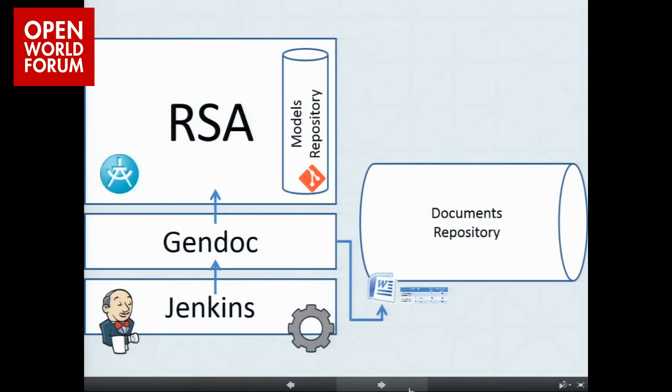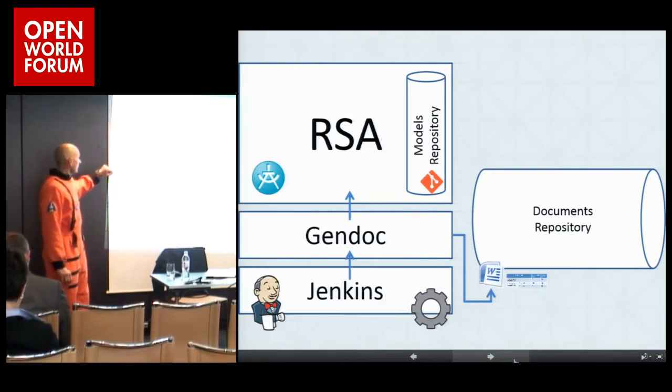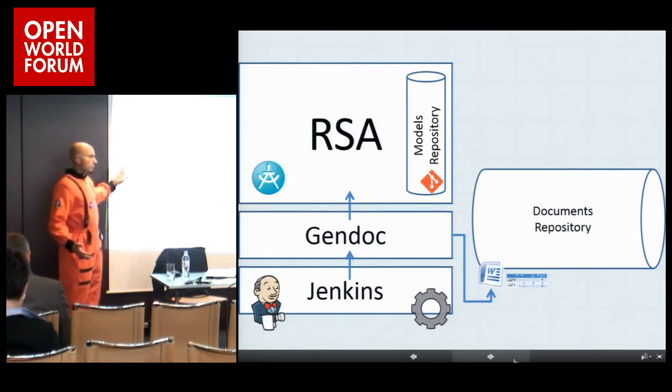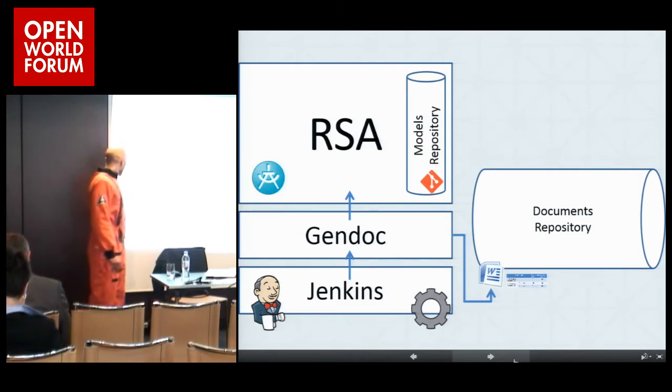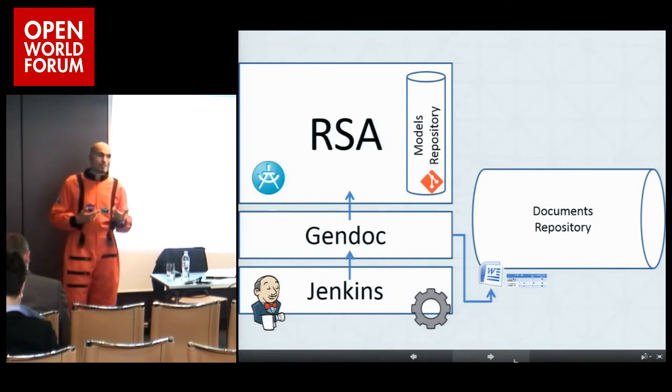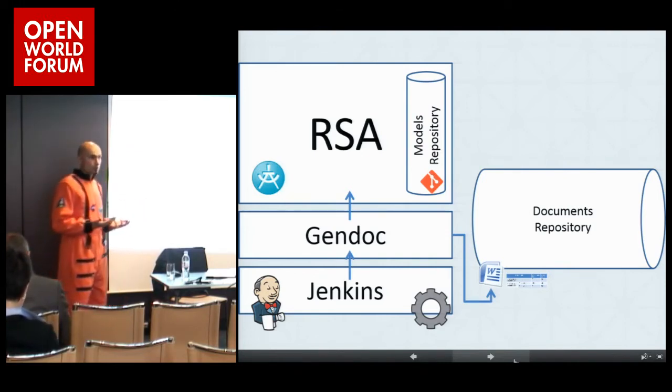In this case, GenDoc was plugged to Rational Software Architect, which is not an open solution. So you see here that you can plug it to almost anything as soon as there is some model behind. It's plugged also to Jenkins, which allows you to continuously generate documents as soon as there is any change in the actual model.